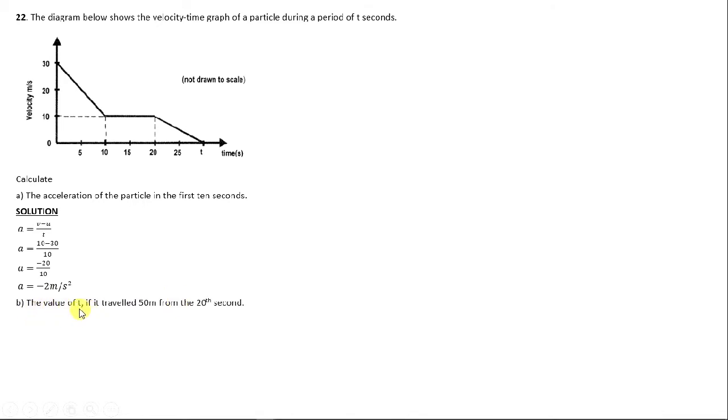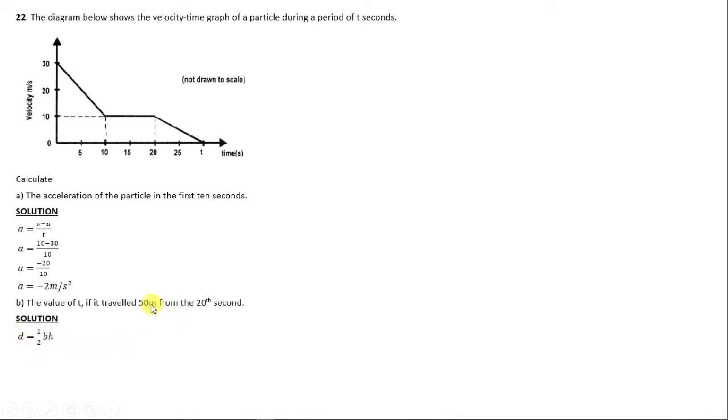We continue. The value of t if it traveled 50 meters from the 20th second. So they want us to find the time t in seconds. Now the diagram we have is a triangle. So we have to state the formula for the area of the triangle in order to find the distance. Our d is equal to half base times height.